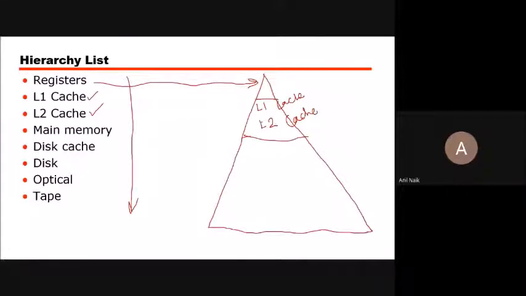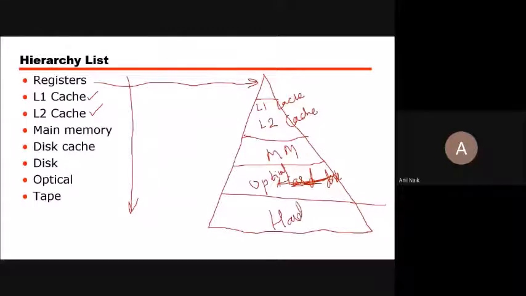So a register, then the cache memory, then the main memory, then disk cache and all that comes here. Then the hard disk, secondary storage. Here optical will come, optical, and here hard disk will come, secondary storage, hard disk and offline storage.